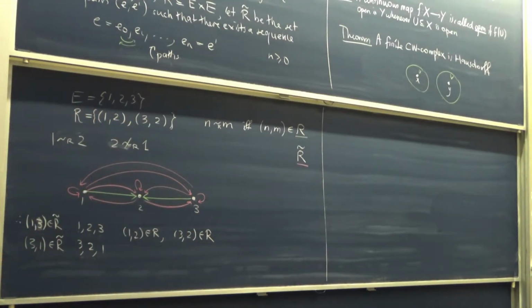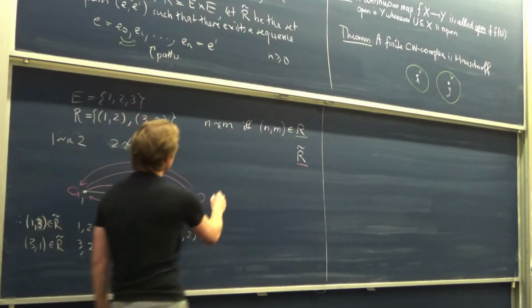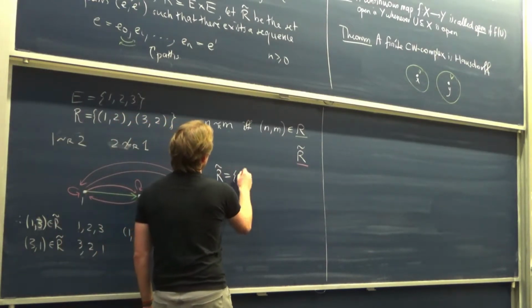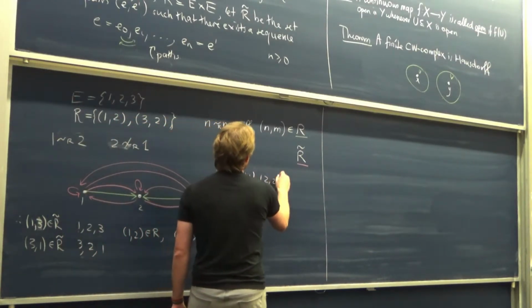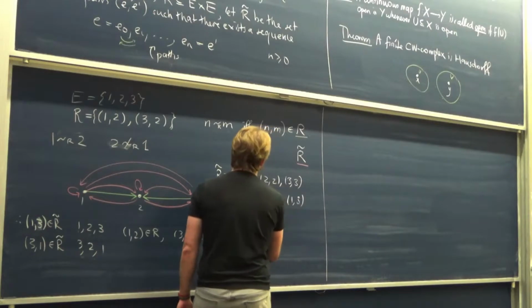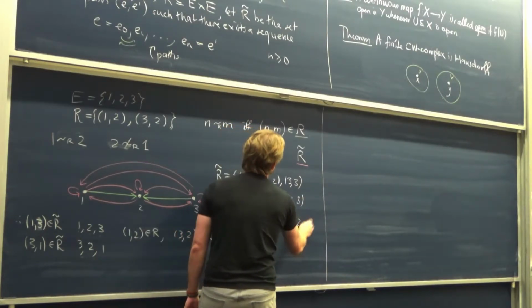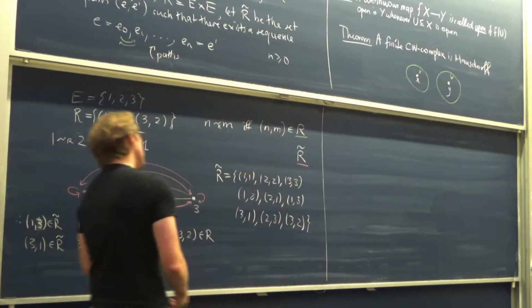Okay, have I got everything with red now? I think so. 1 to 3, 3 to 1, 1 to 2, 2 to 1, 2 to 3, 3 to 1. I think so. Everything's related to everything else, right? So R tilde is 1, 1, 2, 2, 3, 3, 1, 2, 2, 1, 1, 3, 3, 1, 2, 3, 3, 2. I hope.